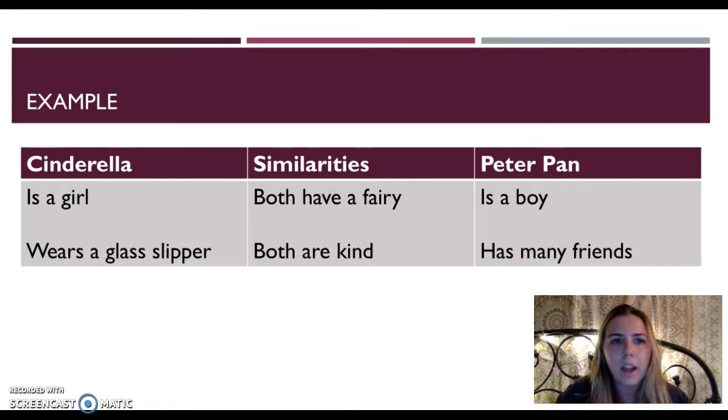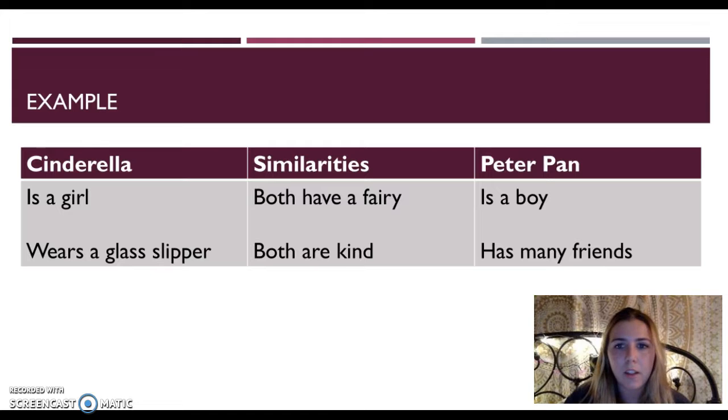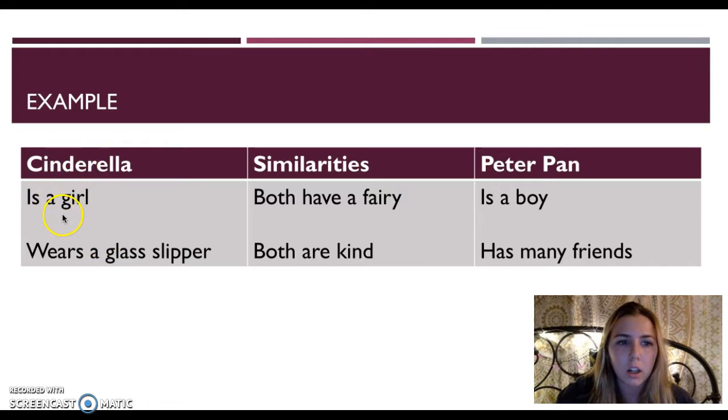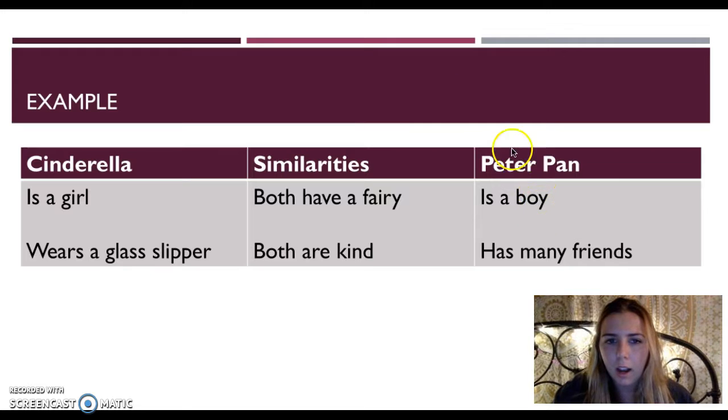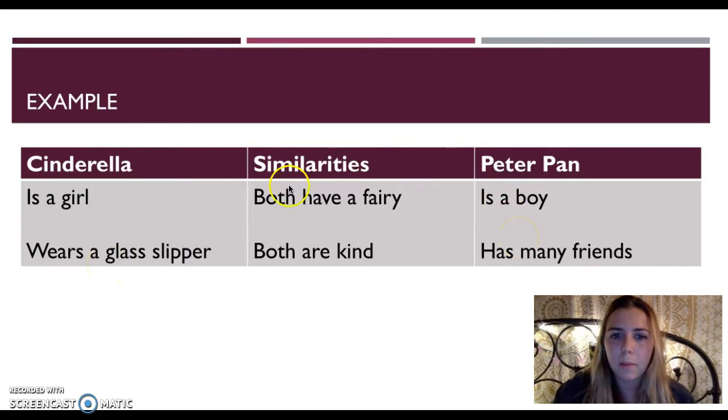Okay, so here I have given you an example. The two examples I have are Cinderella and Peter Pan. So you can see over here I have some differences. Cinderella is a girl. Then you can see on this side Peter Pan is a boy. Cinderella wears a glass slipper and Peter Pan has a lot of friends. Some things that they have in common is that they both have a fairy and they are both very kind.